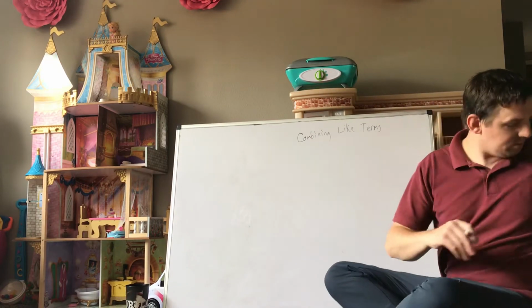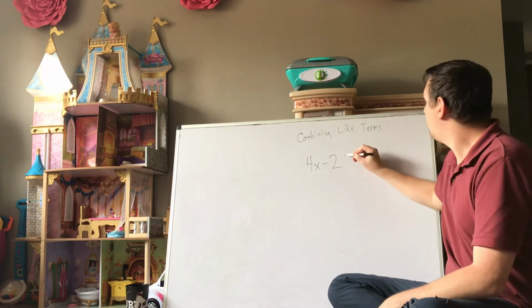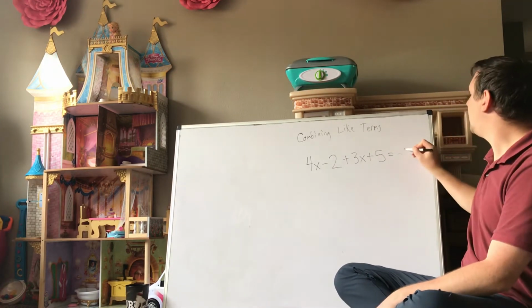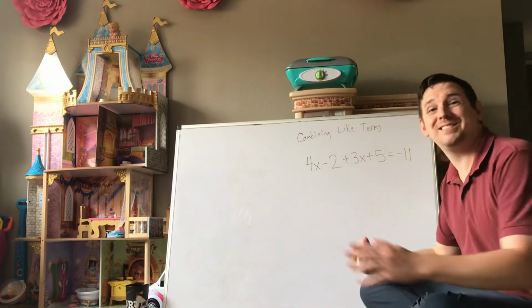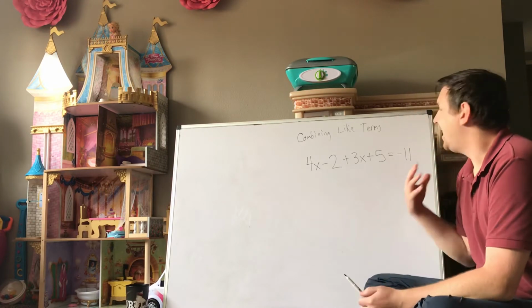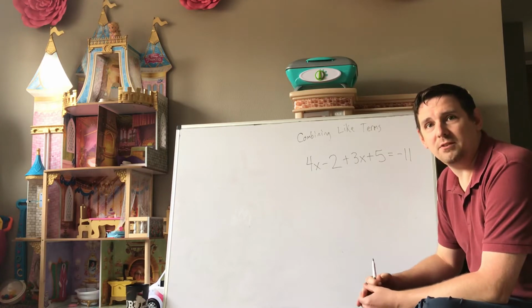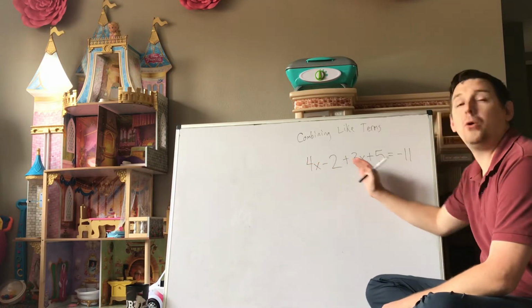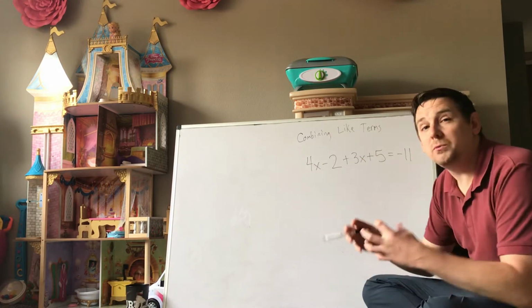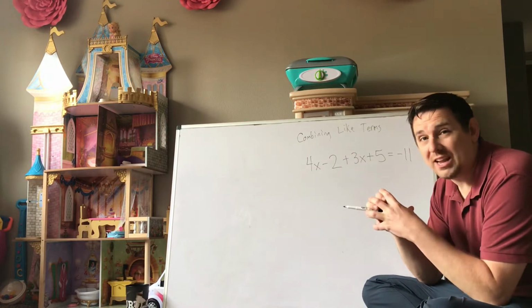Start with our first one: 4x minus 2 plus 3x plus 5 equals negative 11. Okay, the goal of algebra is the same. Get the x's by itself. Isolate the variable. In this case, what is different? There are multiple x's and multiple numbers. So what we need to do is put the x's together, the like terms, and the numbers together, the like terms.